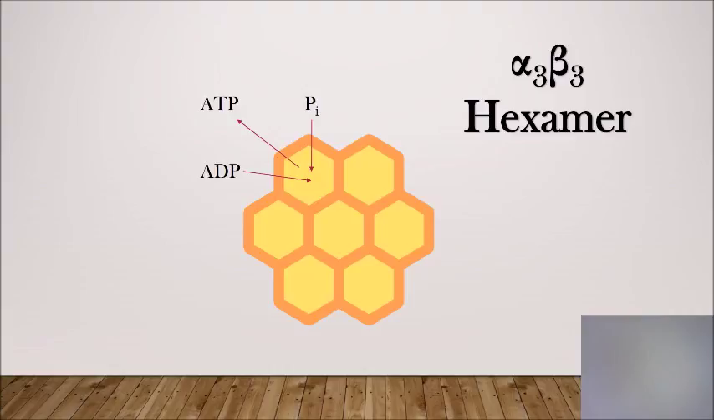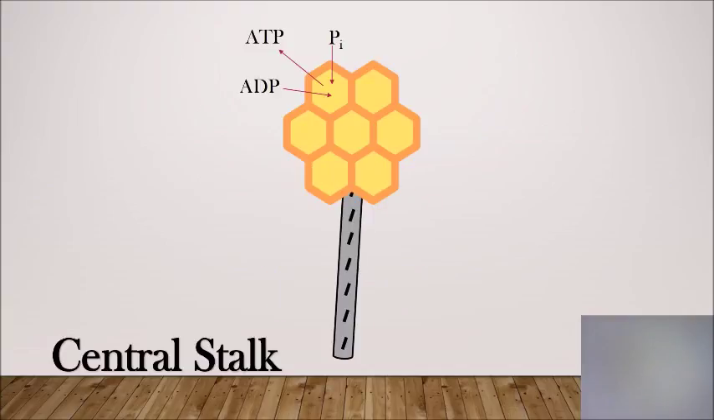The F1 region features the alpha-beta complex and a hexameric ring structure responsible for binding ATP and inorganic phosphate, catalyzing the creation of ATP and releasing ATP into the mitochondrial matrix. Connected to the hexameric ring is the central stalk, made up of gamma and epsilon polypeptide chains. As the stalk rotates, it stimulates the synthesis and release of ATP molecules.